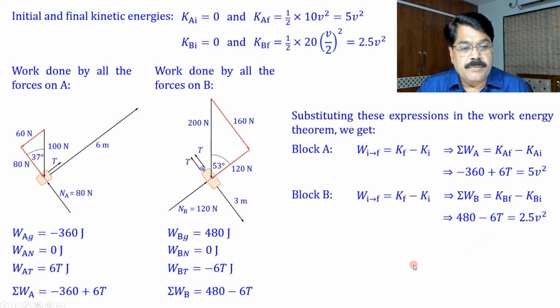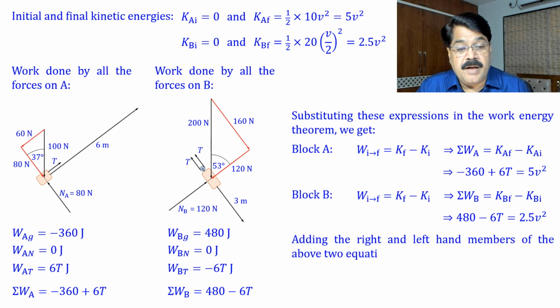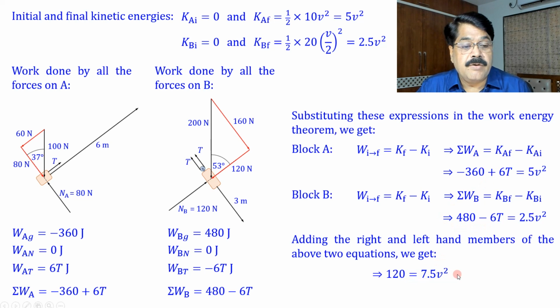Now what we do? We add the left hand and right hand members of these above two equations. If we add the left hand side and right hand side, what we get? 120 is equal to 7.5 v square, because this plus 60 and minus 60 will cancel out. And by solving this, we get v is equal to 4 meter per second.